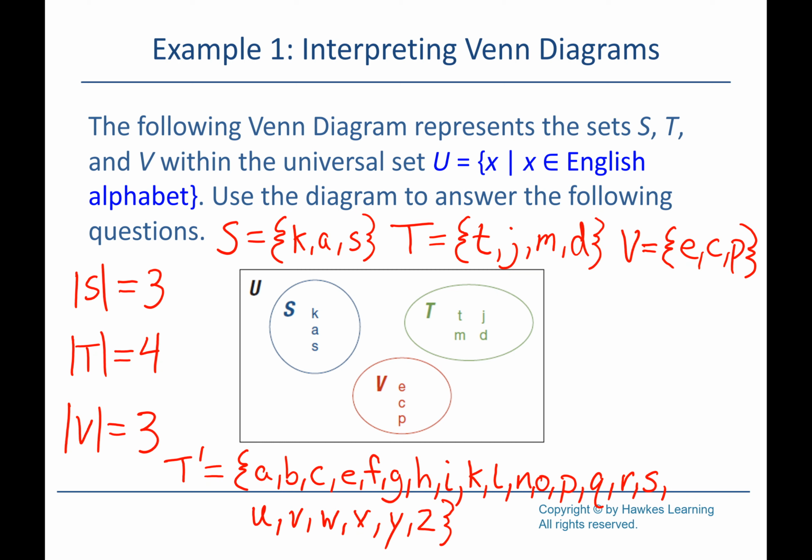But then the next question says, is set S squiggle V, or is it equivalent to V? Yes, it is, because in order to be equivalent, they just have to have the same number of elements, the same cardinal number. So they are equivalent. They're not equal. All right, that's that one.